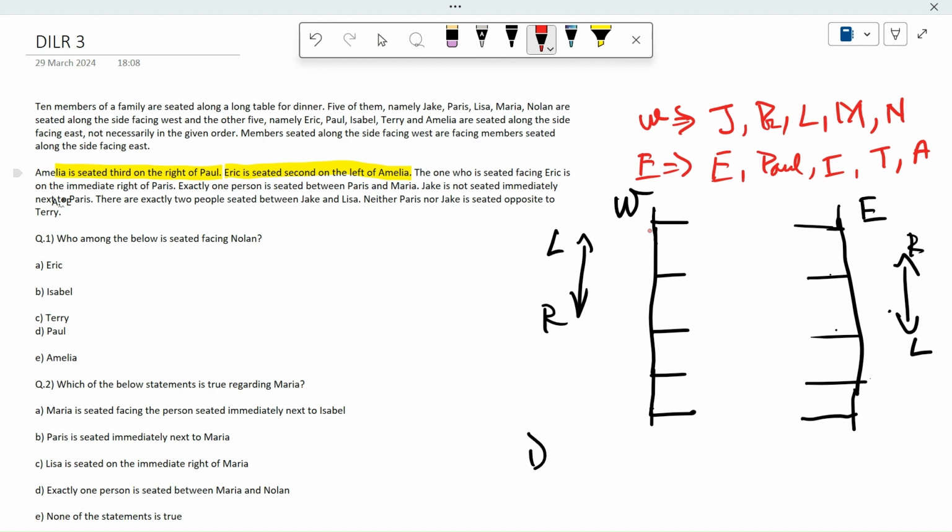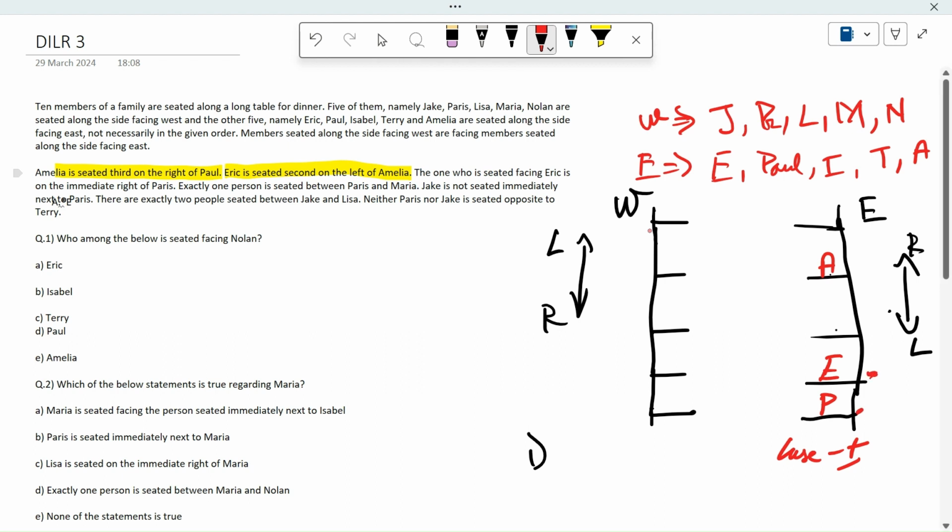First, Amelia is seated third to the right of Paul. So if Paul is here, third right will be first, second, third. Amelia is here. Then Erica is seated second to the left of Amelia. First left, second left. So Erica is somewhere here. This is case one, because Paul can be in this position or in this position.